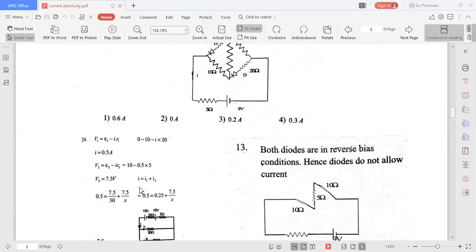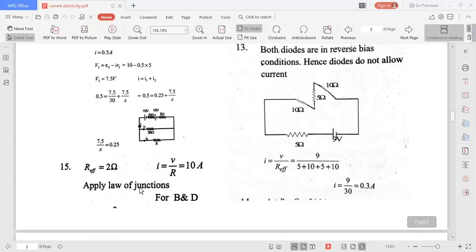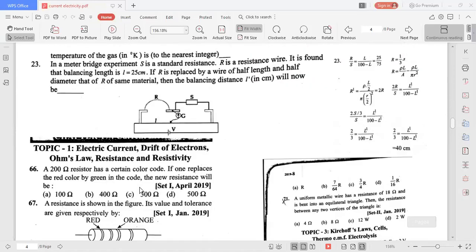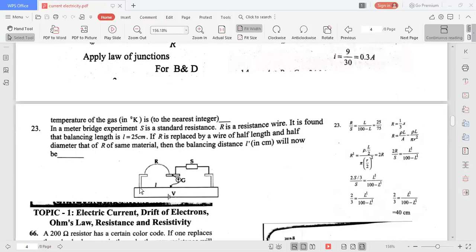Next problem you see. Okay, all these are over. Okay, now 23rd problem you see in the next page. 23rd problem, all of you see. Third problem.